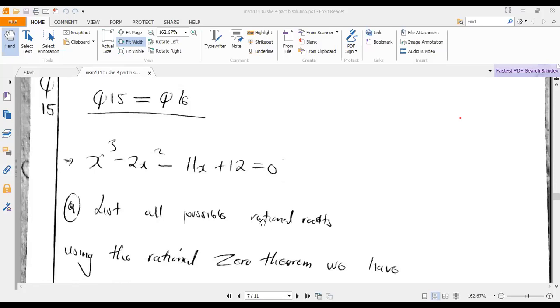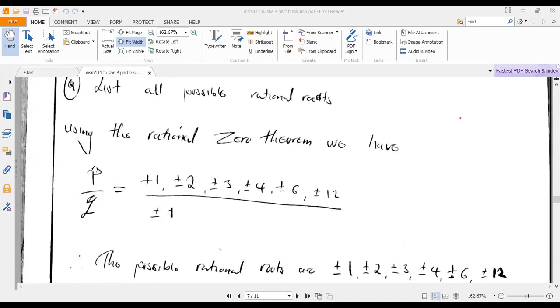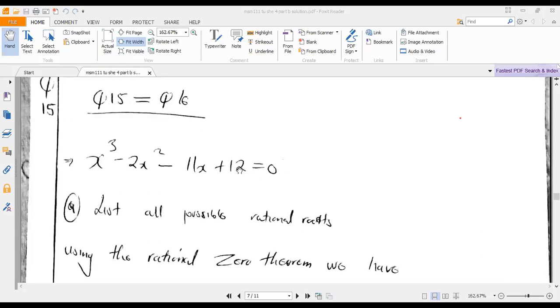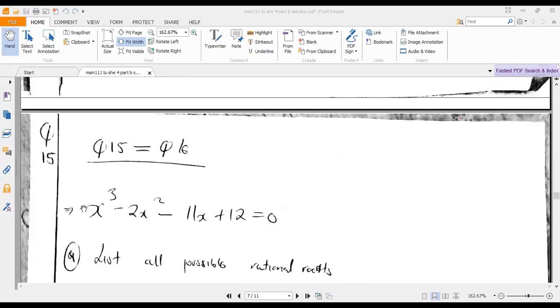You know that there's what we call the rational zero theorem. I believe you have heard of it by now. You get P. P is this guy here, the constant term. So you find the factors of the constant term. You discover that the factors of the constant term are 1, 2, 3, 4, 6, and 12. Since you know these are the factors of the constant term, you go to this first part here.